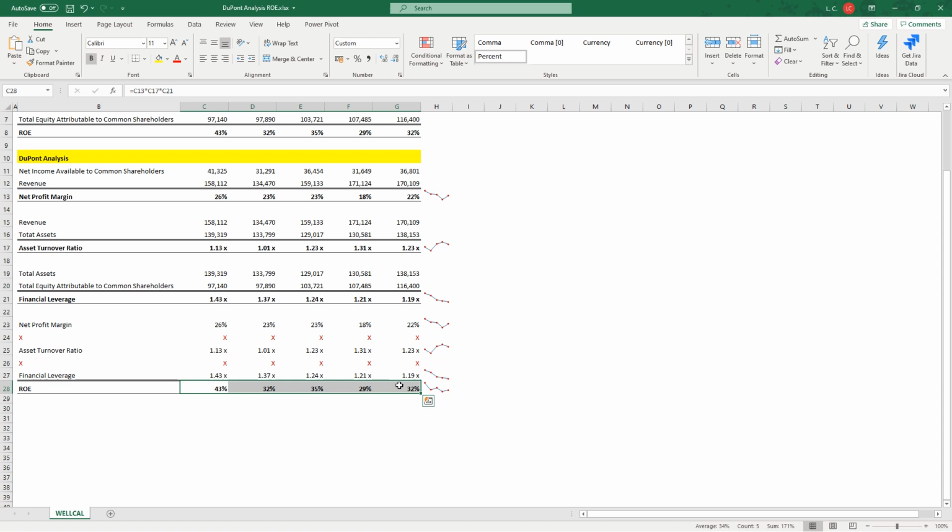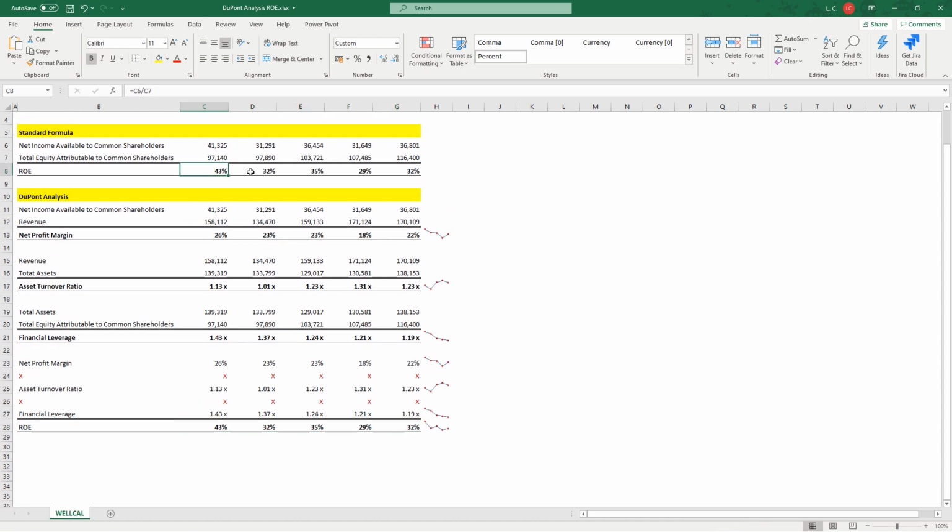Very important, ROE calculated by DuPont Analysis must be exactly the same as ROE by the standard formula. If not, double check your calculation.